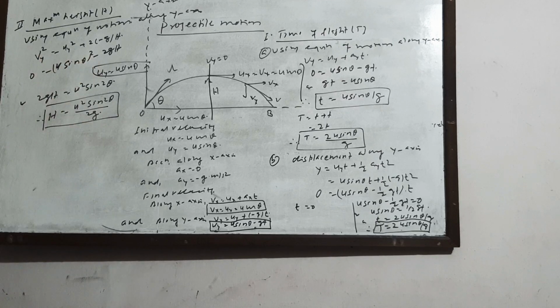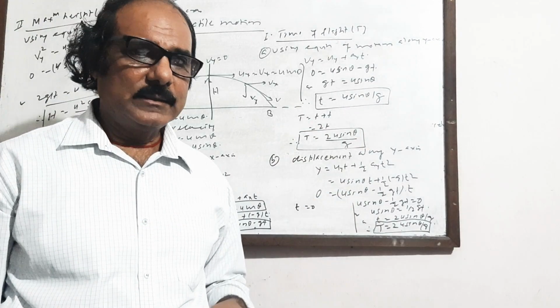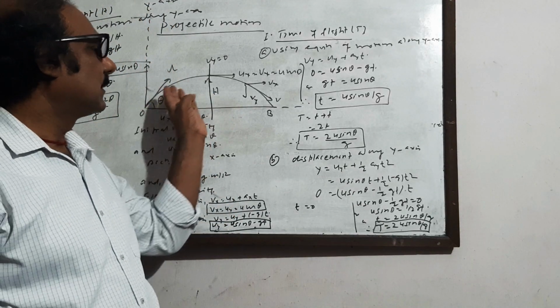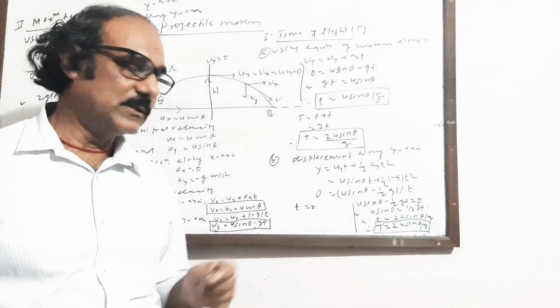Maximum height can also be obtained by the equation of parabola attained by the projectile. The equation of the parabola, or that the path of the projectile is parabolic, can be discussed in the next video.